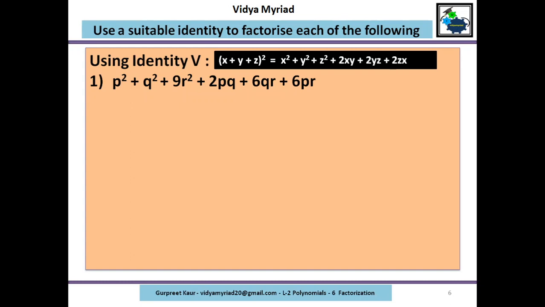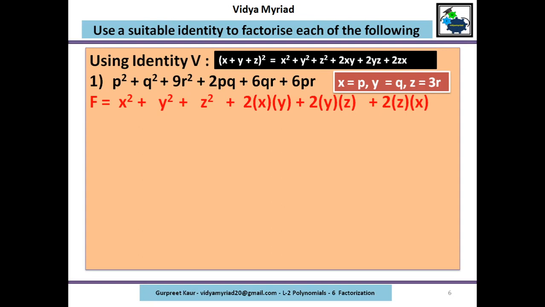So how are we going to do it? Firstly, identify what your x, y and z are. Before proceeding, always write the formula so that you can easily put the values in place of x, y and z. Now what is x here? It is p, y is q and z is 3r. Why have I taken 3r? Why not 9r? Because it is 9r square and I will put it into the bracket. 9 is 3 into 3, and I can write it as 3r the whole square.